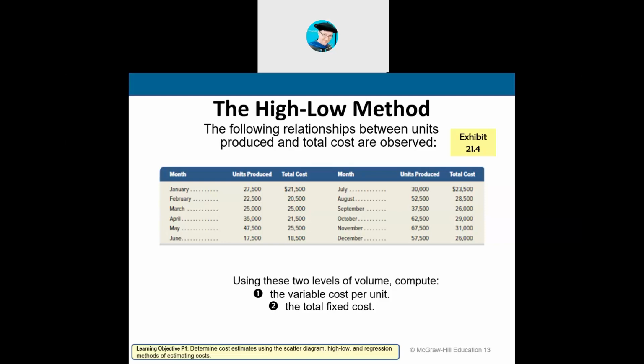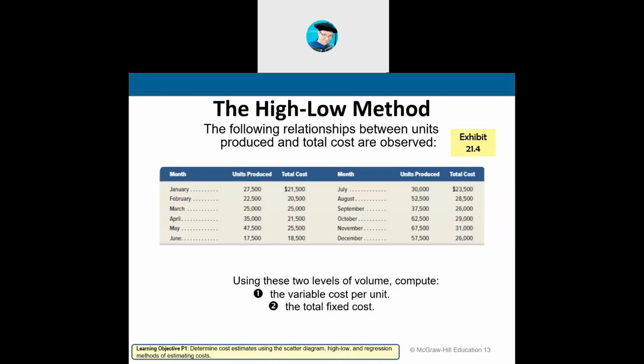So who can tell me which month has the lowest total cost? Just looking at this information, which month has the lowest total cost? June. Yes, June. June is correct. In June, we produced 17,500 units. Our total cost of production was 18,500. So June would be the low.